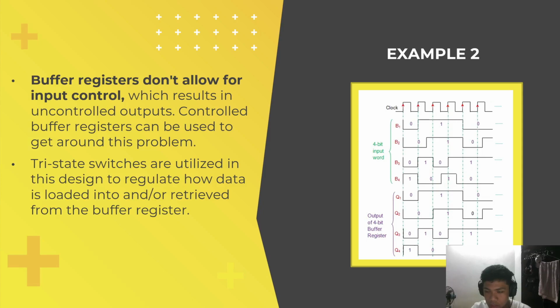So makikita nyo dito sa baba naman is yung Q1 to Q4 ang output ng B1 to B4. So kita nyo naman is kung ano yung in-input, yun din yung output. Since ang nangyayari nga dito is kung ano yung input, yun din yung data na ma-generate as output.